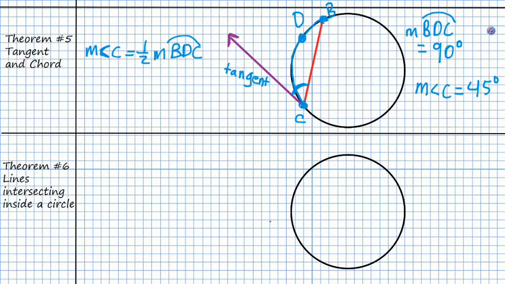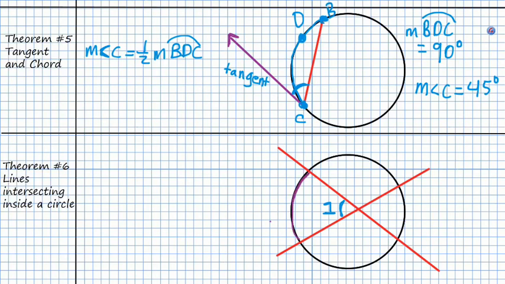Theorem 6 is about lines intersecting inside of a circle. So we have our circle here, and we have these two lines which intersect. And what we'll say is that if I know that one of these angles, we'll call it measure of angle 1, and notice it's not passing through the center, so we'll call this angle number 1. What we see is that the measure of angle 1 will be equal to some measurement of the arcs.